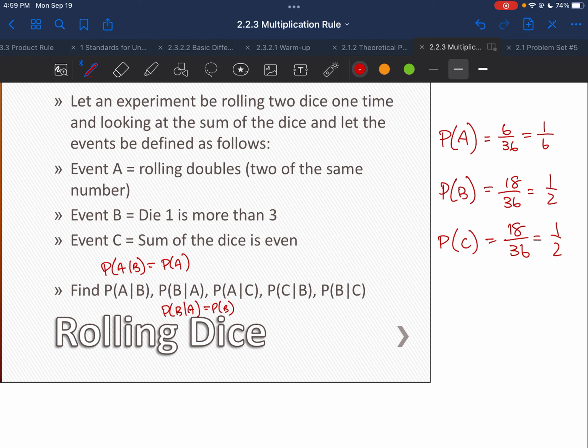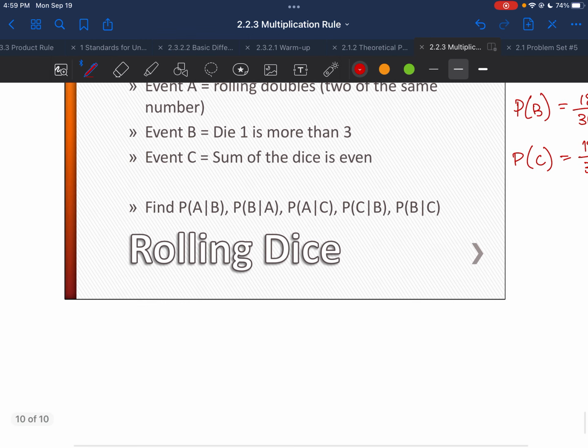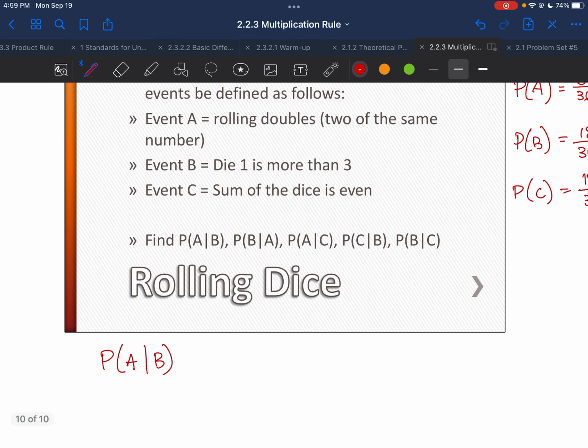So let's go ahead and find some of these probabilities. Let's start with finding the probability of A given B. So we're looking for the probability of rolling doubles if we already know that die 1 is more than 3.